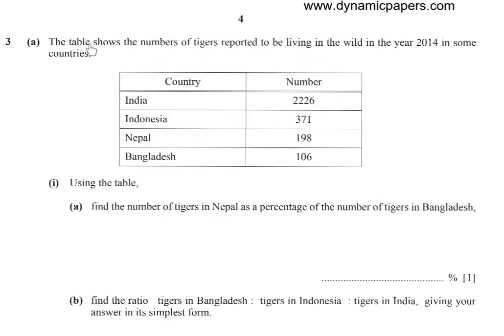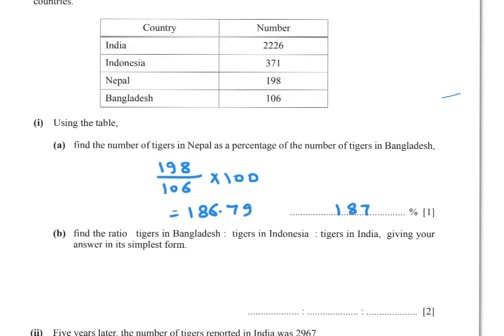Number 3. The table shows the numbers of tigers reported to be living in the wild in the year 2014 in some countries. Using the table, find the number of tigers in Nepal as a percentage of the number of tigers in Bangladesh. In Nepal we have 198. In Bangladesh we have 106. Find the number of Nepal, 198, over the number of Bangladesh, 106, then multiply by 100 to find the percentage. 186.79, to three significant figures, 187%. Part b, find the ratio of tigers in Bangladesh, tigers in Indonesia, tigers in India. Give your answer in simplest form.